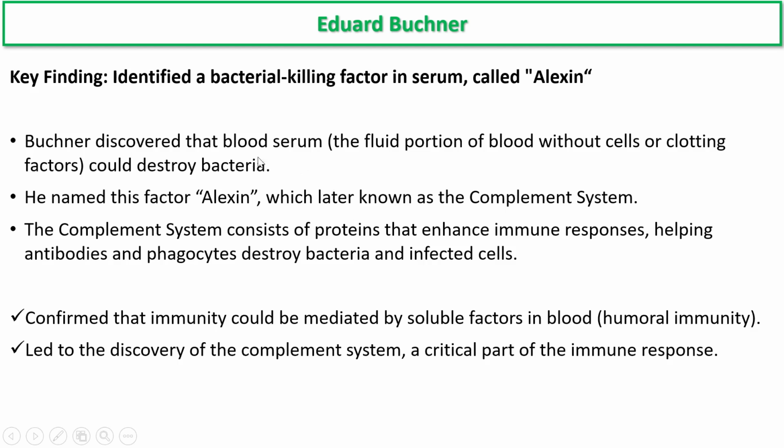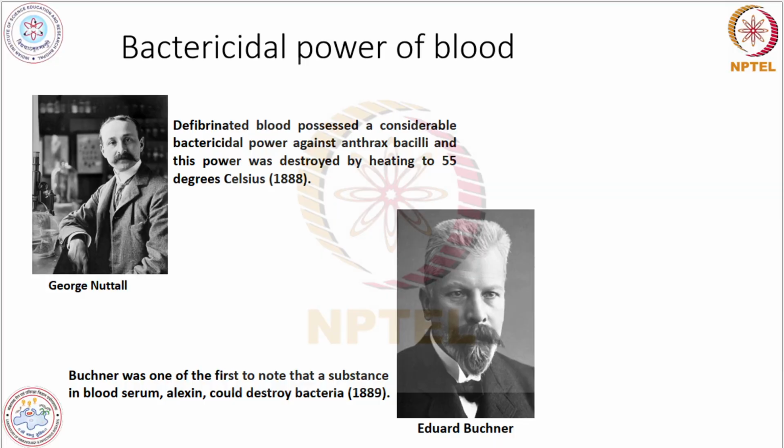So this is also a similar study where he wanted to show that blood serum can destroy bacteria, and he called this factor alexin. Later on, this is known as the complement system. So both scientists have shown the bactericidal power of blood. Nuttall used this blood, and when he heated it up to 55 degrees Celsius, the bactericidal power was lost against Bacillus anthracis bacilli. And Buchner also did a similar study, where he told that this particular factor, alexin, could destroy bacteria. Both suggested some way for the complement system, complement proteins, that we will study in a separate unit.